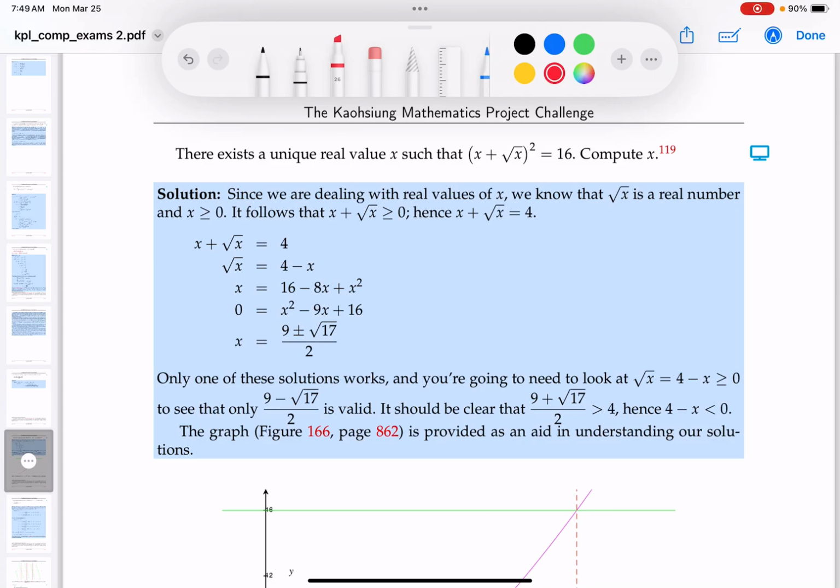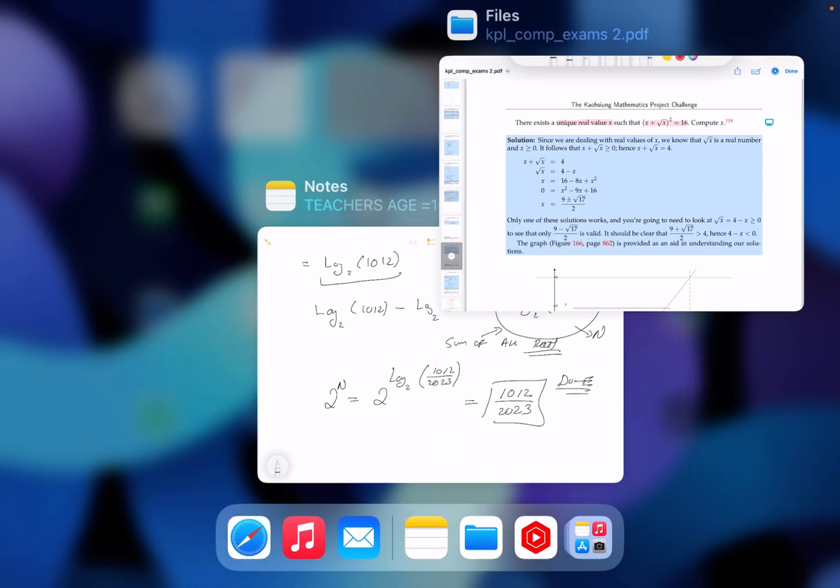Okay, this one says there exists a unique real value x. That's a nice thing they're telling me over here, such that this thing satisfies that. All right, there's some x that satisfies it. It's unique, it's only one, right? Compute x. Let me go to the whiteboard and I'll talk about it.